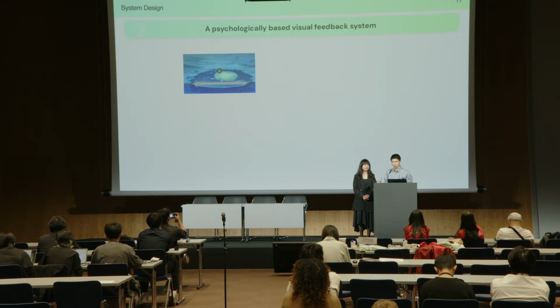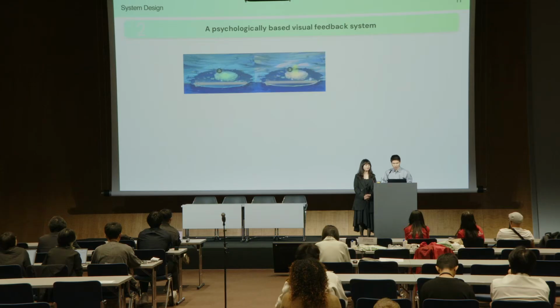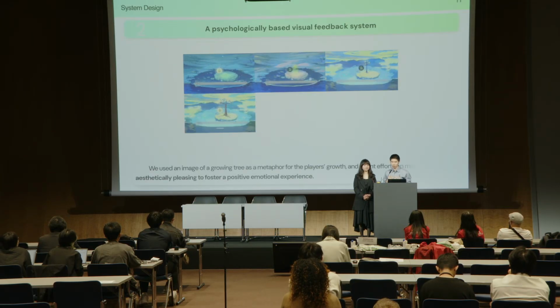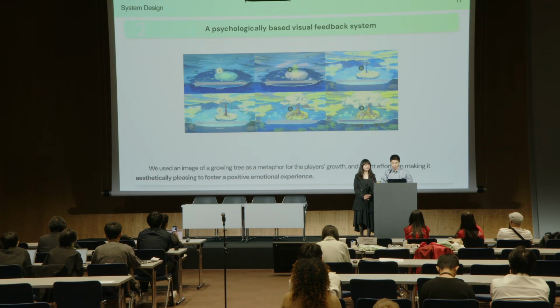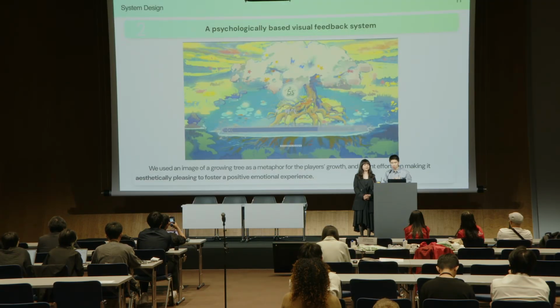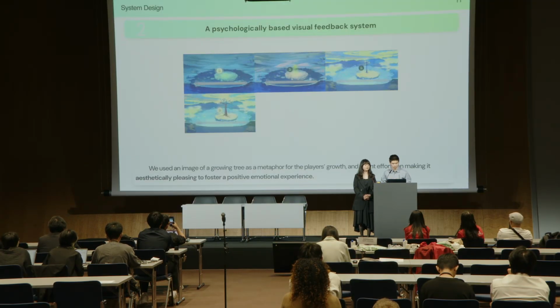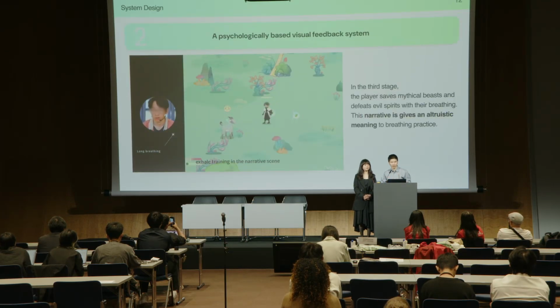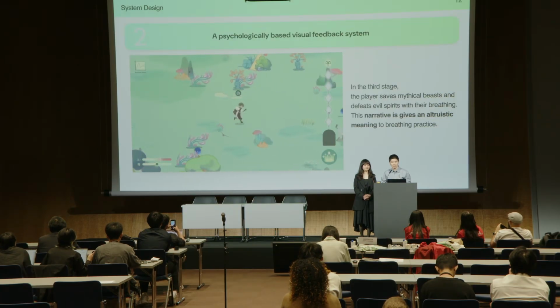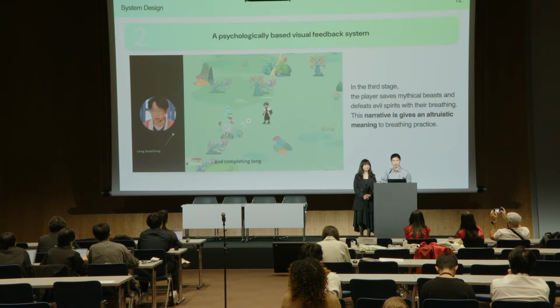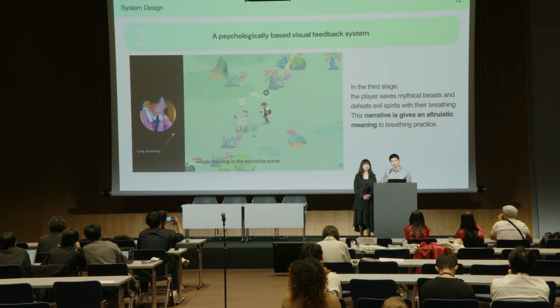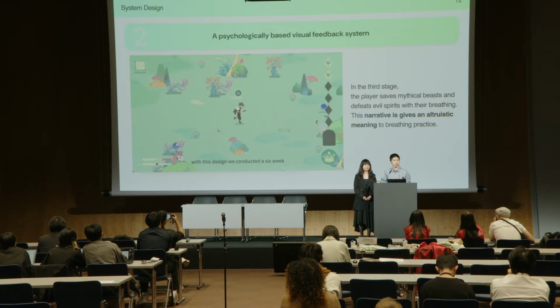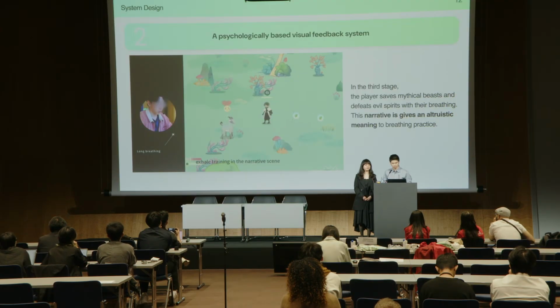And so for stage 2, we want to add something visual to reflect the player's growth. So what's something that grows that everybody knows? A tree. So we used this growing tree as metaphorical feedback for the player's progress, and we made sure it was aesthetically pleasing so players feel positive emotions when seeing it. And to go even crazier, what if in the third stage of the game, you could also rescue mythical beasts and defeat evil spirits just by your breathing? And that's what we did, as we believe this gives an altruistic meaning as well as fosters a sense of responsibility for the breathing task.